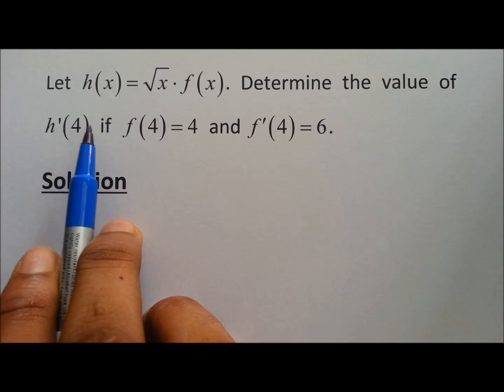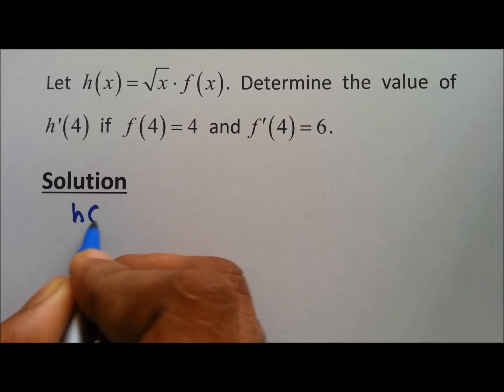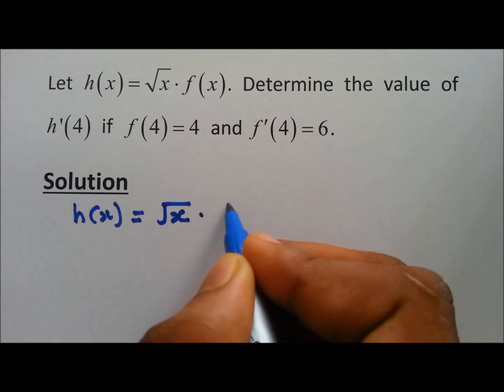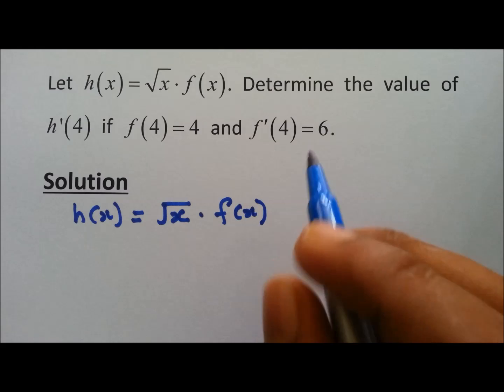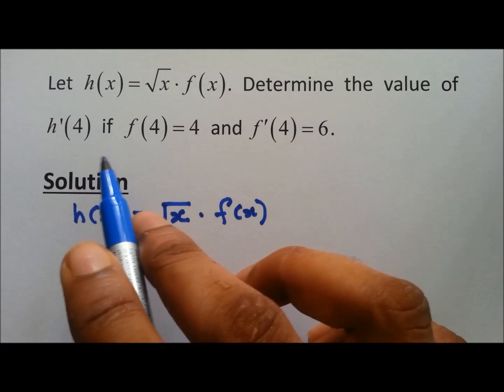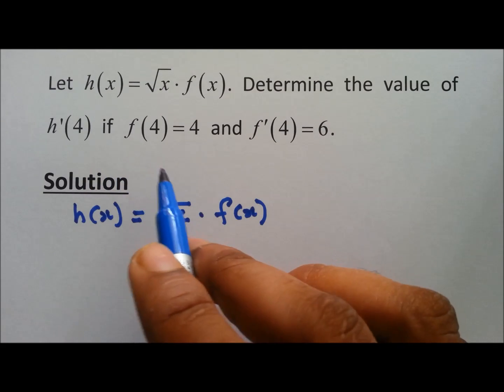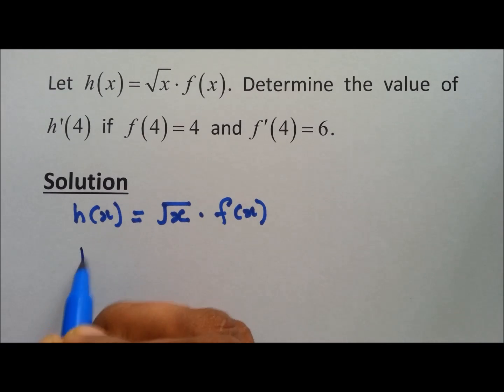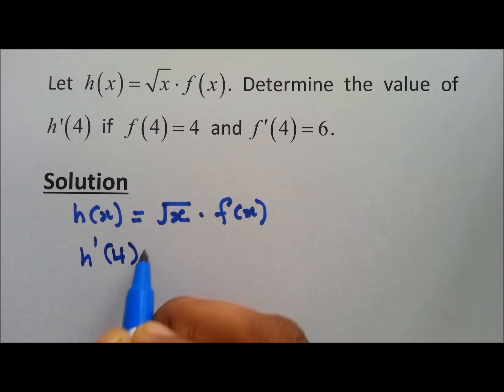Today we will try to do this particular problem. The question is, let h of x be given as square root of x times f of x. Determine the value of h prime of 4 if f of 4 is equal to 4 and f prime of 4 is equal to 6. So the question is, what is h prime of 4 equal to?